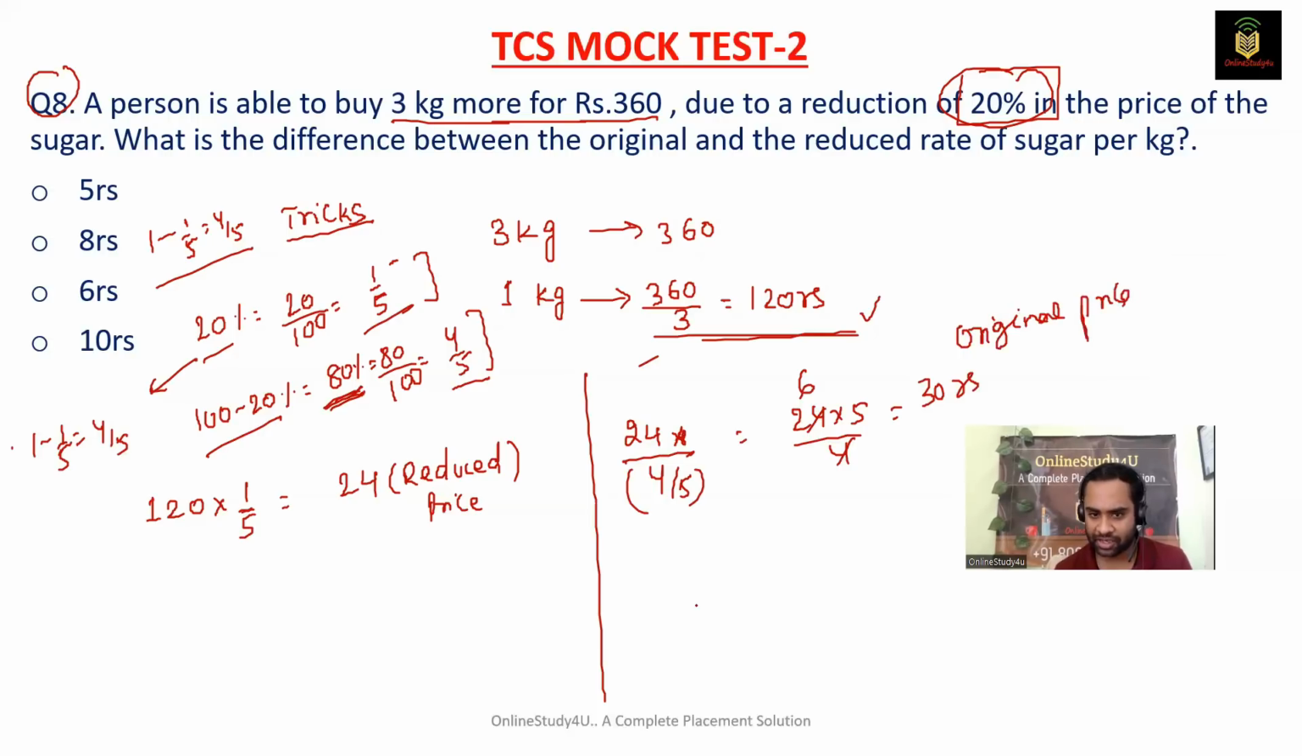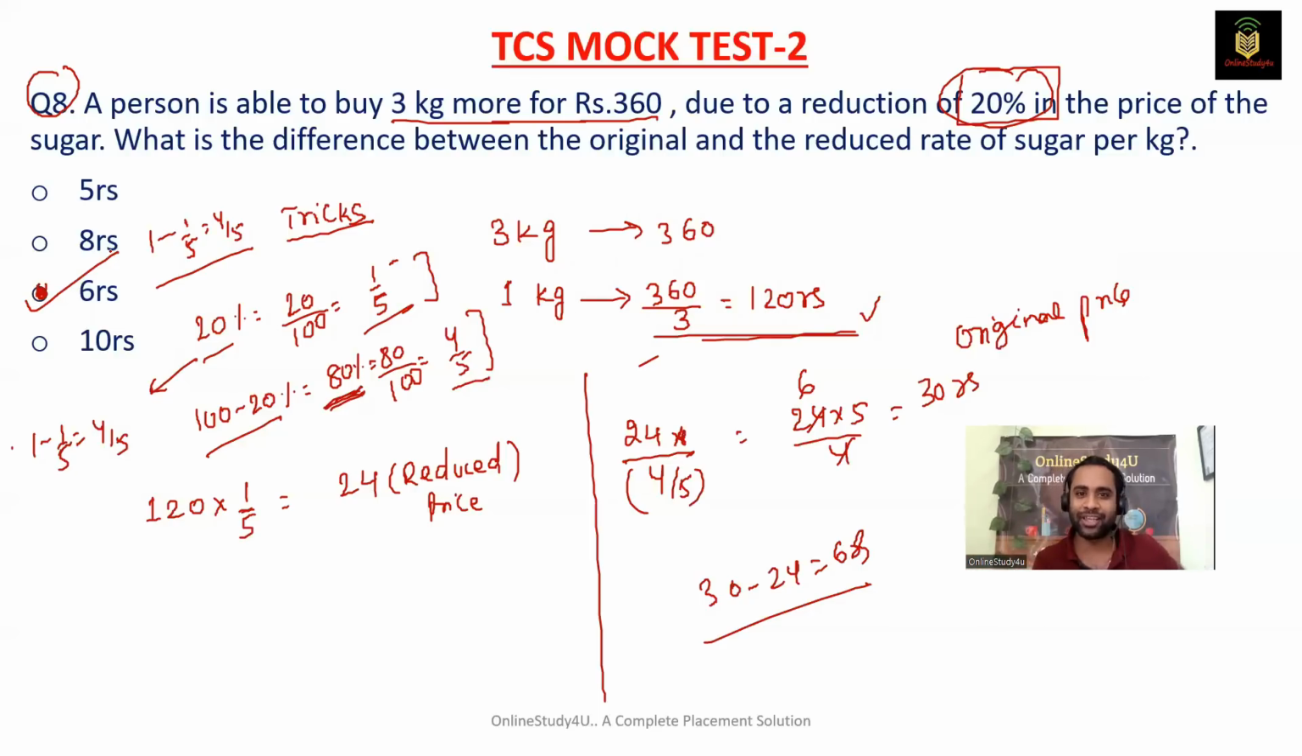Okay, now, so 30 minus 24, that means 6 rupees. I know, this problem would have created a lot of problems in your real life. Tell me yes or no. The comment section is waiting for you.